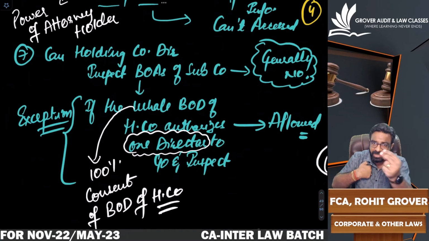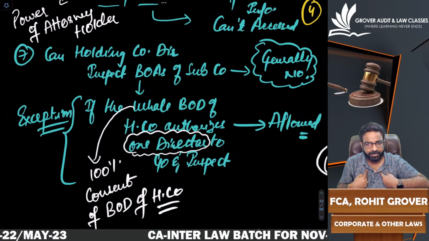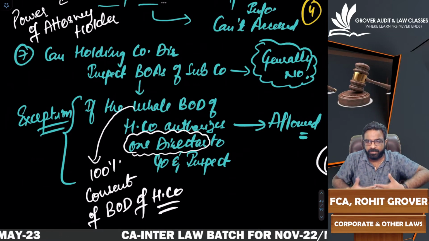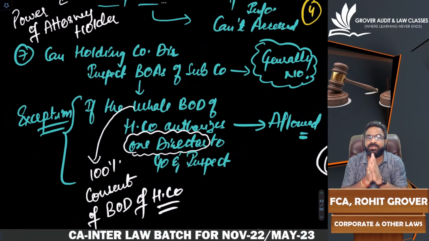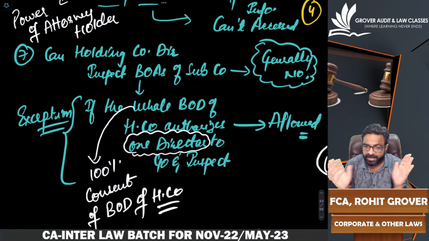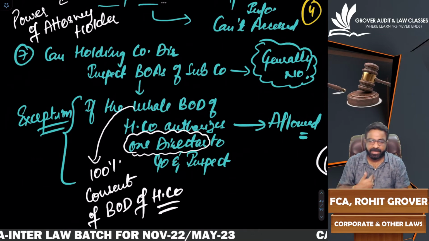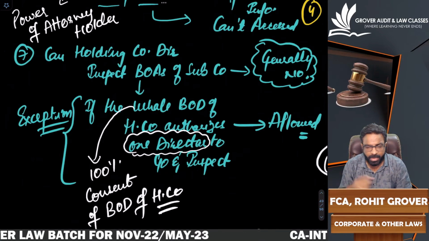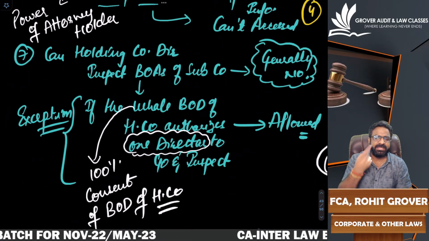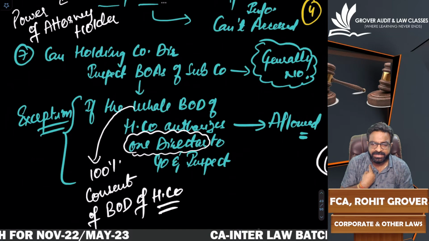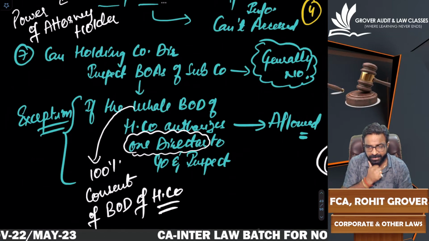Subsidiary company, and you want to inspect the books of accounts of the subsidiary company because you own more than 50%. The Companies Act says no. Subsidiary is a separate company or not? Yes, sir. Only one director from the holding company can come and inspect the books of accounts of the subsidiary company. Not all the directors are allowed. Is it clear?